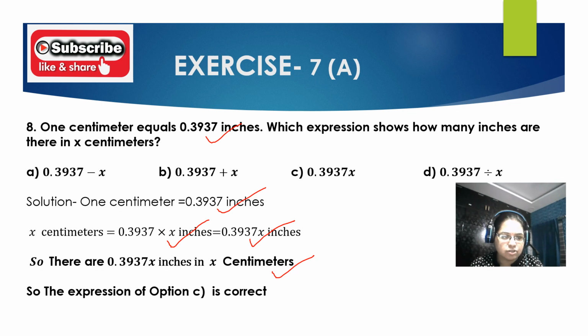So the expression of option C is correct. 0.3937X. This is correct. Option C is correct.